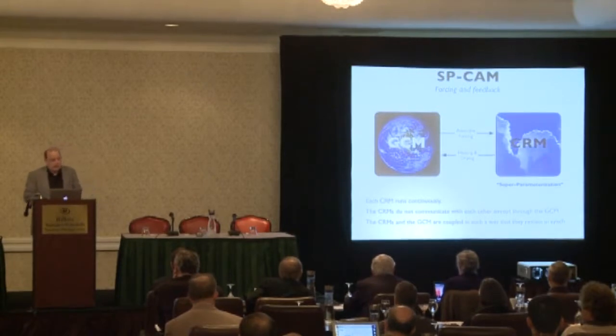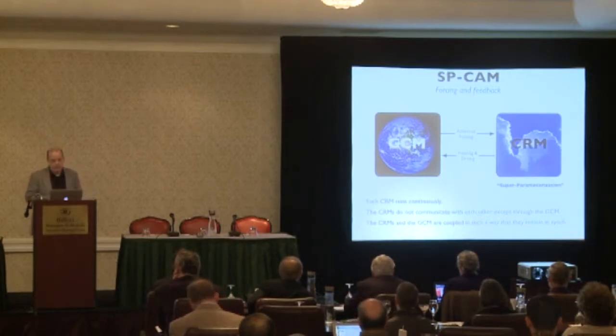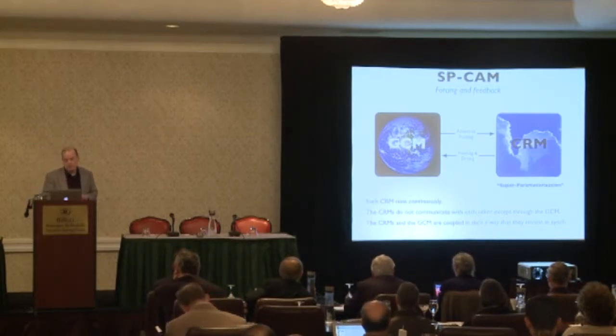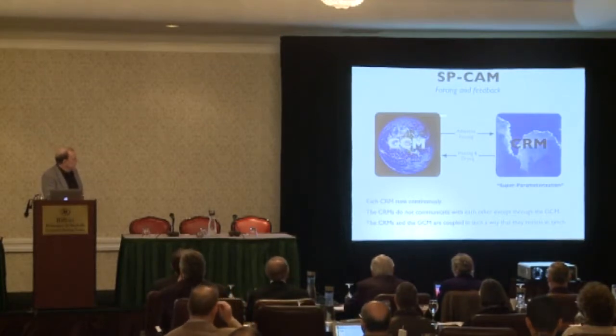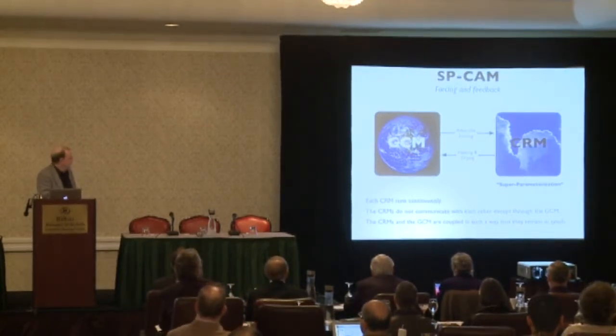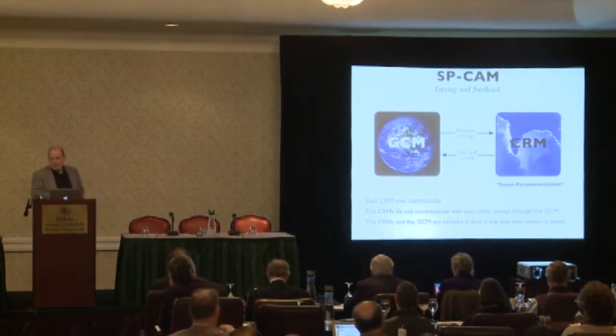Okay, so I'm going to show you some things from the superparameterized community atmosphere model, same model that Christiana talked about yesterday afternoon, or a similar version. And I'm going to be talking about forcing and feedback, and this diagram illustrates what I mean. So here's the global model with its relatively coarse grid, and in every grid column here, we embed a cloud resolving model. That's the idea.